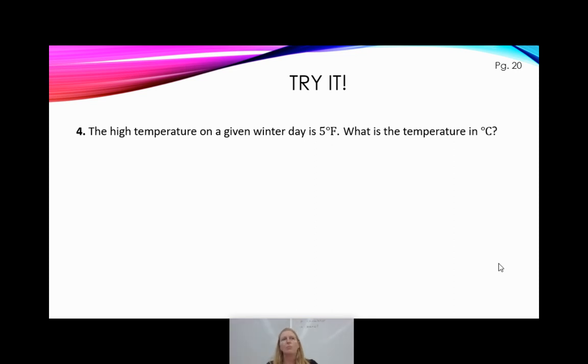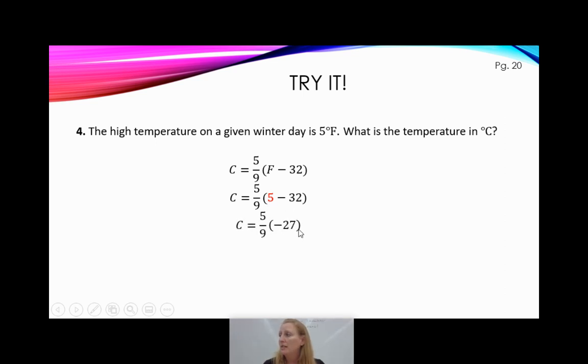So the last problem, we got it to be F equals because we're trying to find Fahrenheit. But for this problem, I want to know what C is. So I want the C equals version of the equation, before we did all the crazy stuff to it. Because now, in order to find C, I just need to plug in for F. So instead of F, I will plug in a 5. I have a calculator here. 5 minus 32 is negative 27.